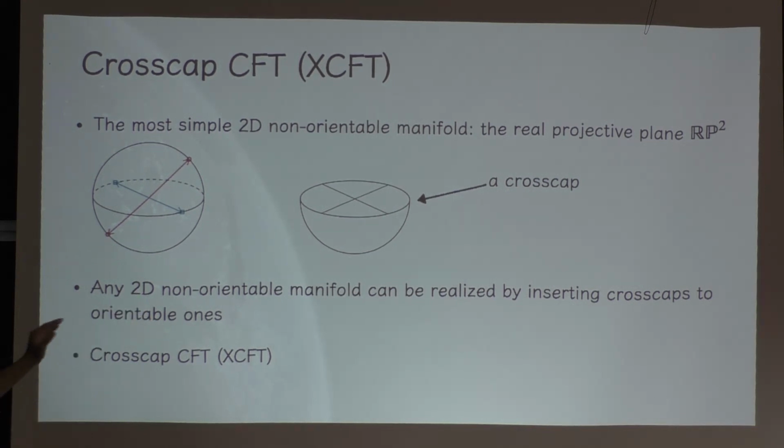It is known that any two-dimensional non-orientable manifold can be realized by inserting crosscaps into orientable ones. So in that sense, we will call such a CFT a crosscap CFT. I will use XCFT to denote crosscap CFT. Maybe CCFT is a better name, but yeah, I will use this.